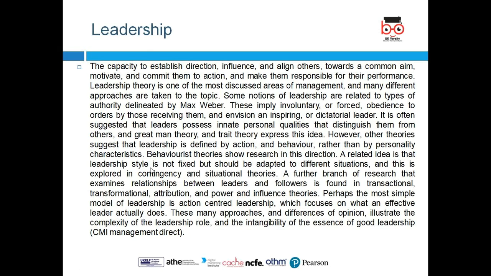If this happens, we'll do this. If this happens, we'll do this. Some say leaders are situational leaders. In different situations, they make the plan. They lead the country. They lead the organization. Then there are transformational leaders, attribution, and power and influence, which we'll discuss.